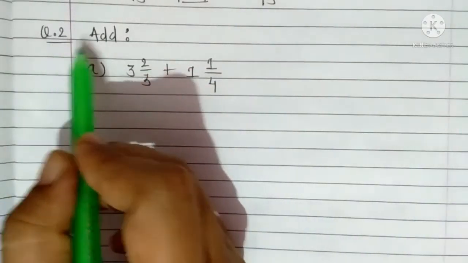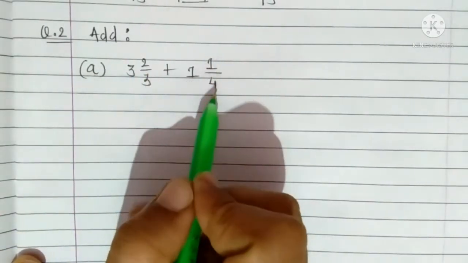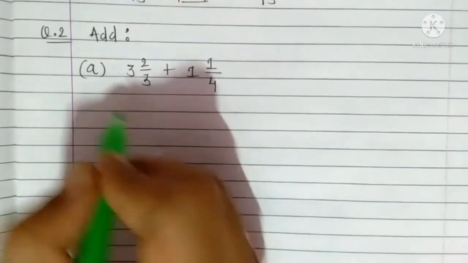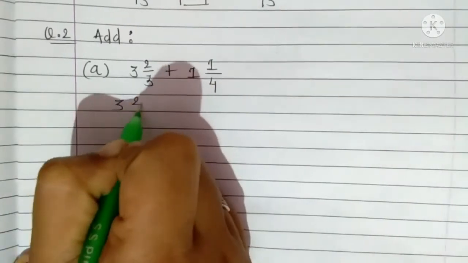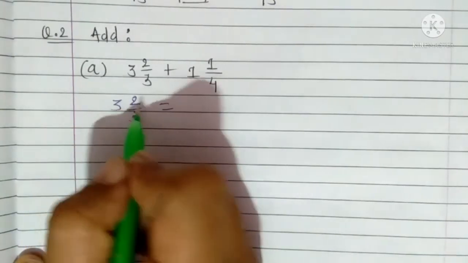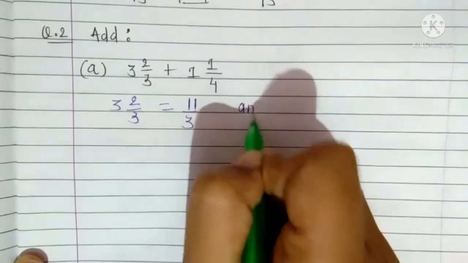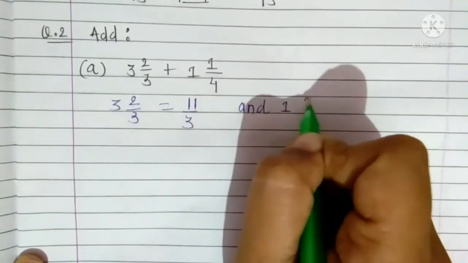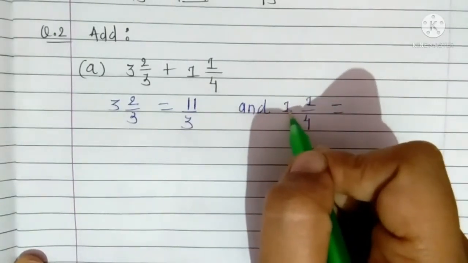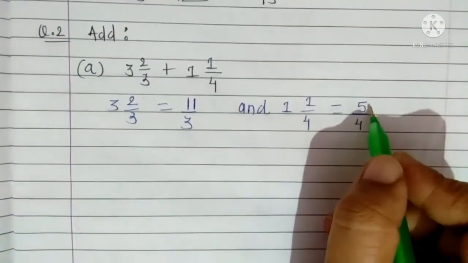Next, question number 2. A, 3 complete 2 upon 3 plus 1 complete 1 upon 4. First of all, we convert mixed fractions into improper fractions. So, 3 complete 2 upon 3 is equal to 3 threes are 9, 9 plus 2, 11, 11 upon 3, and 1 complete 1 upon 4 is equal to 4 ones are 4, 4 plus 1, 5. So we get improper fraction 5 upon 4.